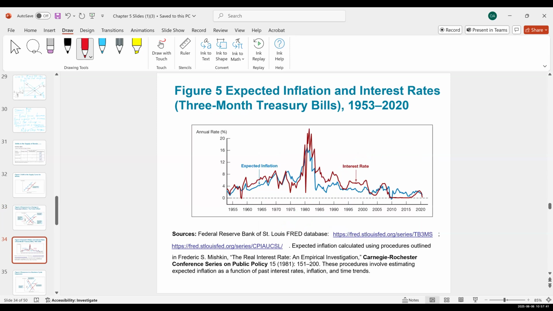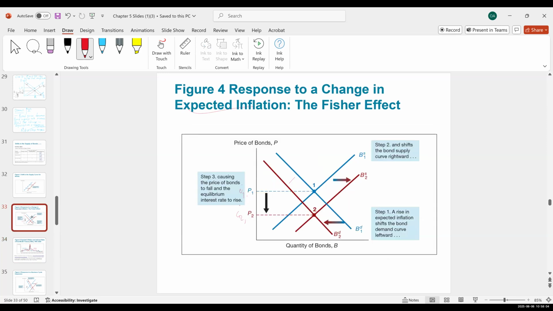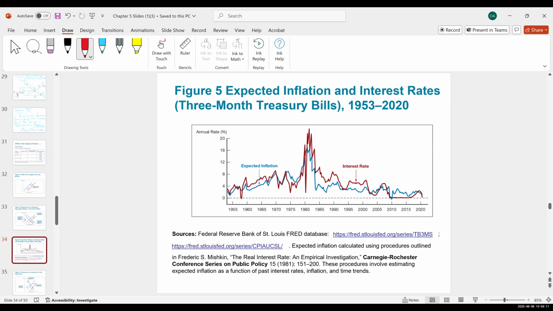These are actual data for the United States bond market from the 1950s and 1960s to more recent times. The blue line is the trajectory of expected inflation in the United States, and the red line is the interest rate on bonds. Look at how well they map, because our prediction is that anytime there's an increase in expected inflation, bond price goes down and interest rates rise. You can see interest rates rise and fall with expected inflation. This is the actual data.